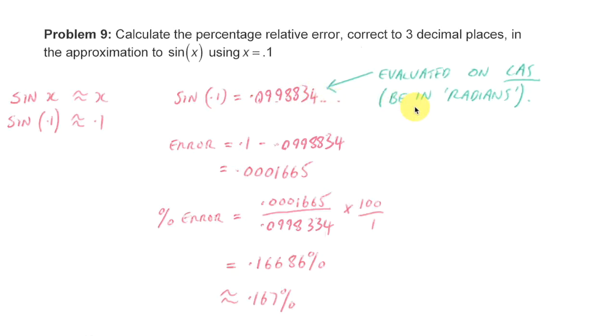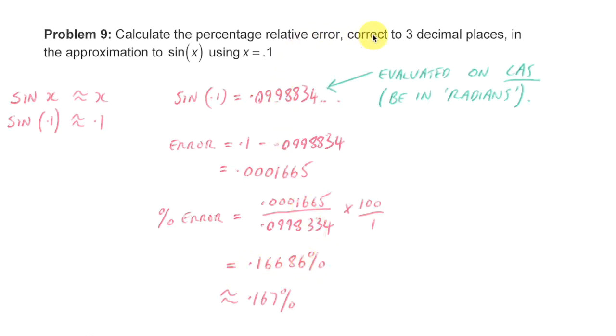So let's look at the error. We approximated that it would equal 0.1, but it's actually equal to that. There's a difference, a very small difference shown here. Now, what's the percentage error? It's the difference, how far we're out by with our approximation, divided by the actual figure, multiplied by 100 over 1. So you can see there that that is equal to 0.16686%. So it's a very close approximation.